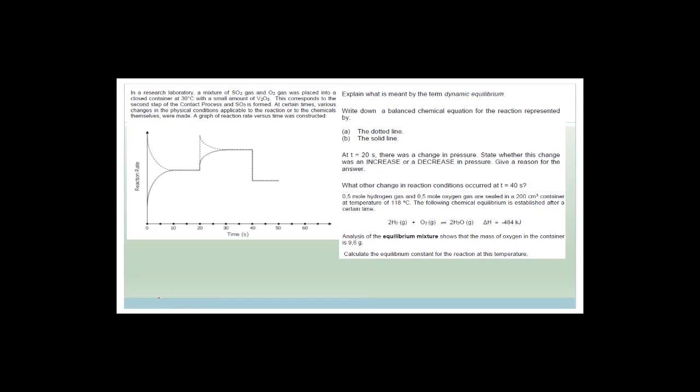Right, okay, let's start with this question. So this is a nice graph question. Again, it says, in a research laboratory, SO2 and O2 gas are placed into a closed container with a small amount of V2O5. Okay, so we've got SO2 plus O2 forming a dynamic equilibrium with SO3. Okay, so we need to balance that. It says, at certain times, various changes.